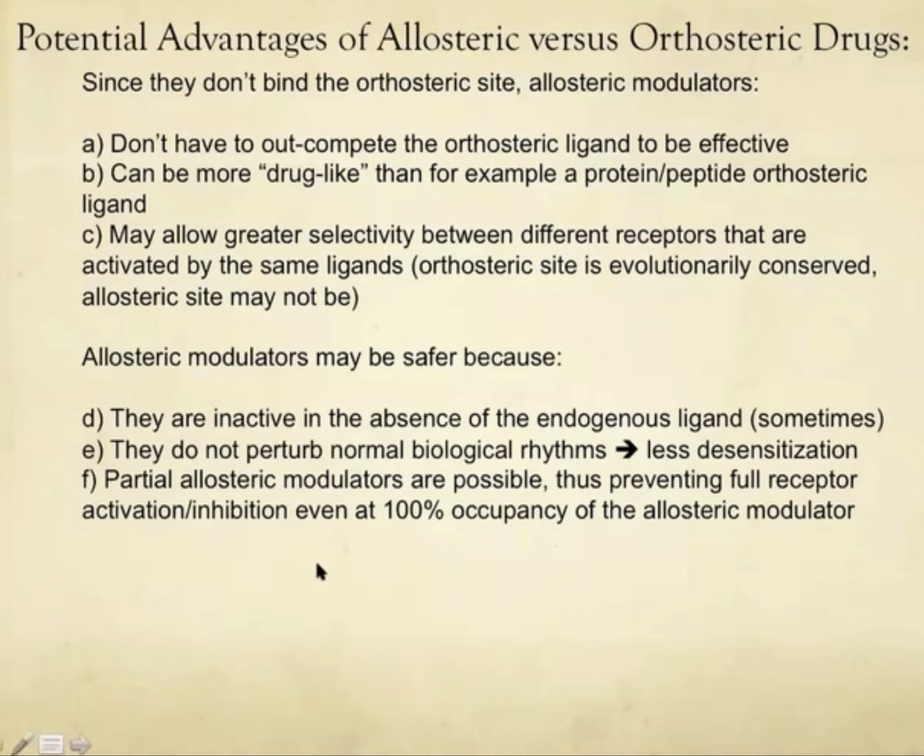Because, as we said, what we're dealing with here are changes in conformation, it stands to reason that if you can have a partial orthosteric agonist, you can also have a partial allosteric agonist. That may be useful, because maybe you want a partial activation or partial inactivation of a response, but you don't want a complete 100% effect, because that may be toxic. So it may be safer to have only a partial effect than a full agonist or full antagonist effect.